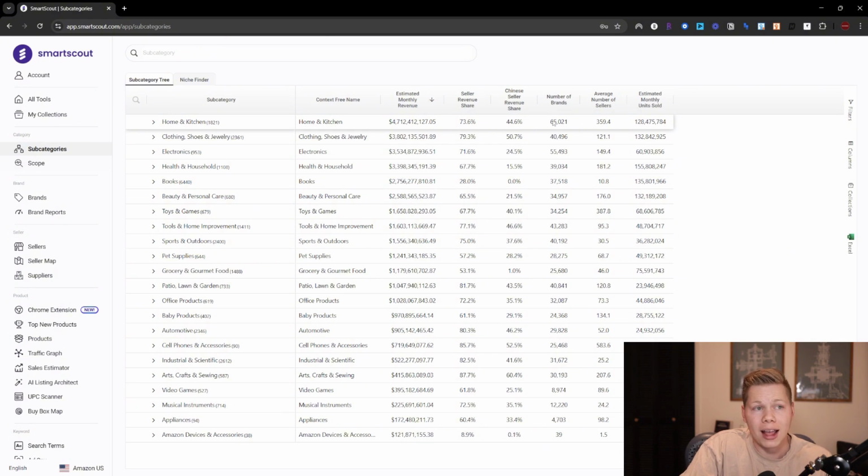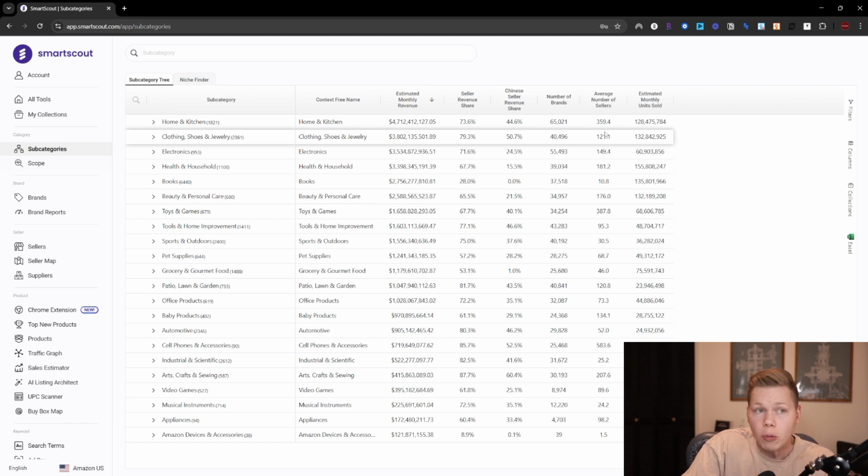Okay, number of brands. Don't necessarily care. That's probably going to be pretty well correlated to units and revenue, but an interesting statistic to look at. And then average number of sellers. Okay, we want a lot of average number of sellers. We want some competition. We want to see that there is some competition, but we don't want this number to be too crazy.